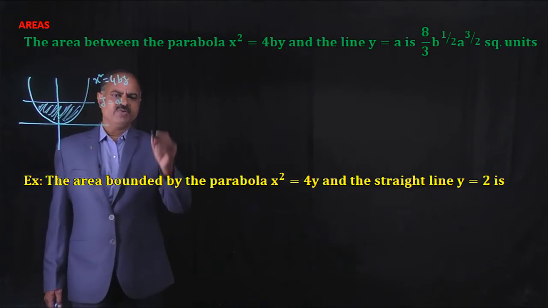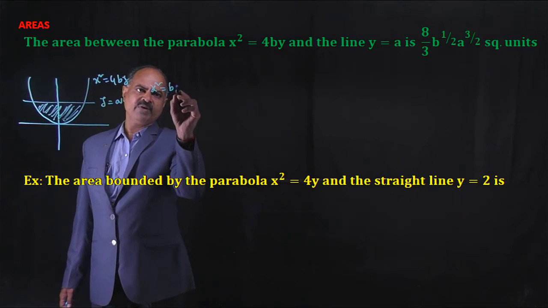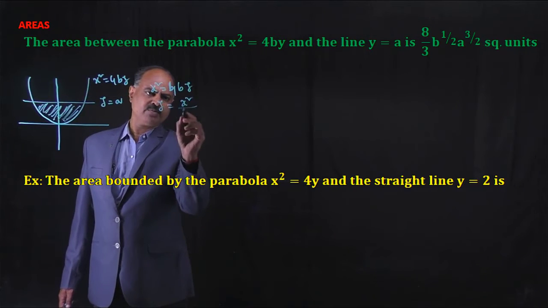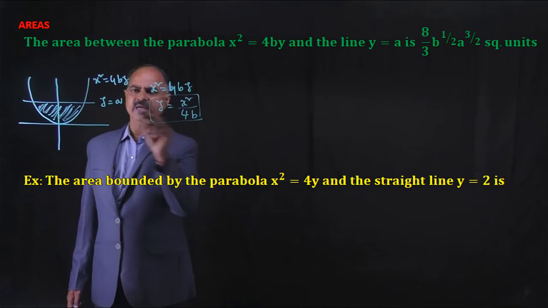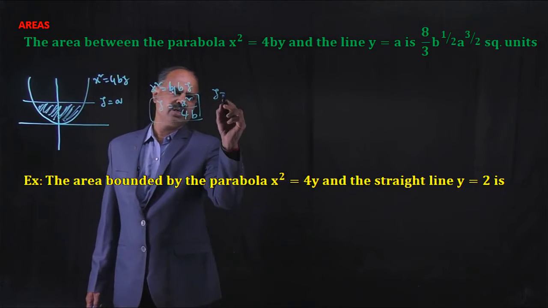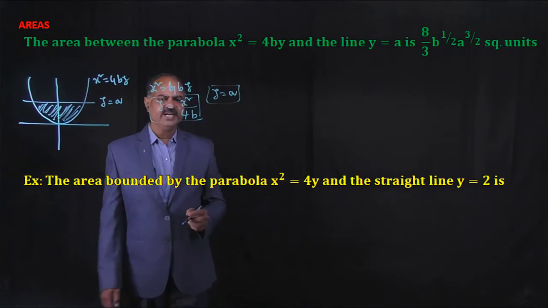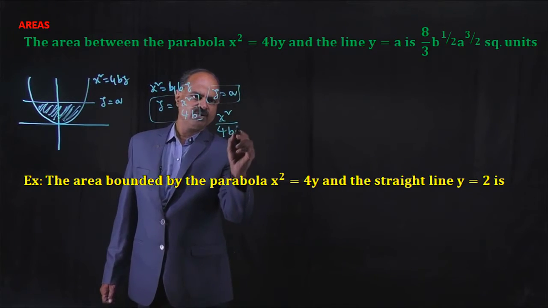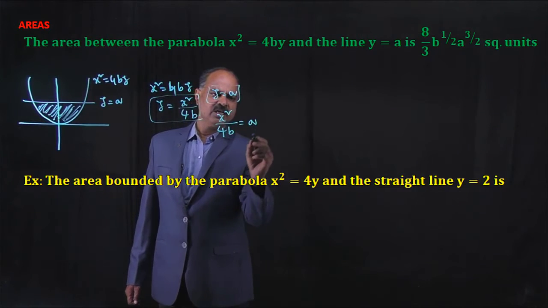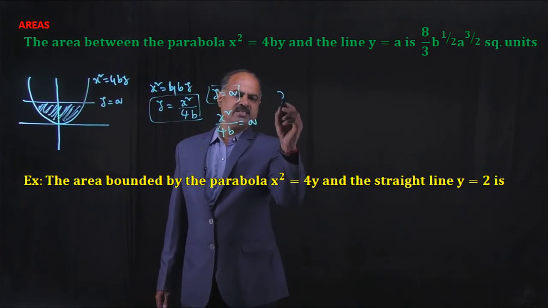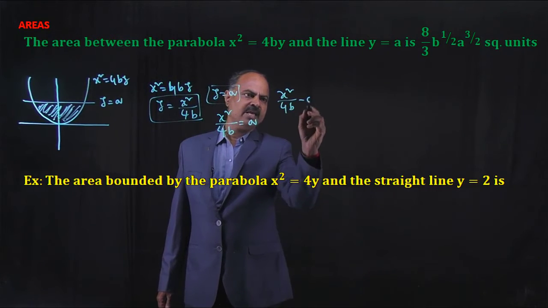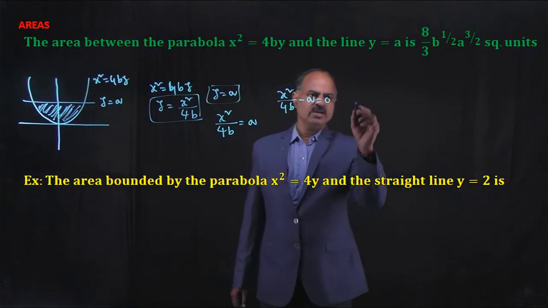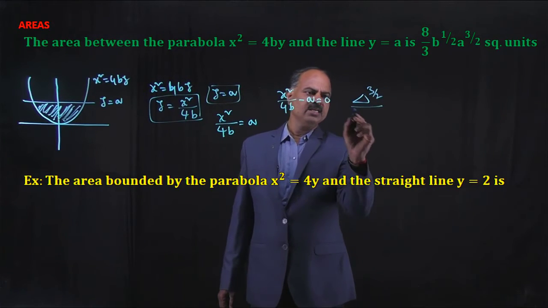So here x² = 4by, so y = x²/4b, and the line is y = a. Equating linear terms, x²/4b = a, that is x²/4b − a = 0. Write Δ^(3/2)/6a².